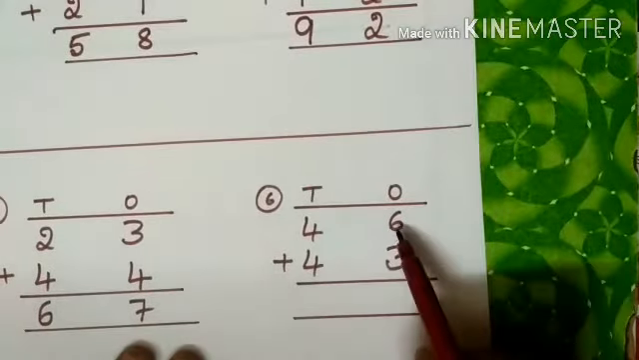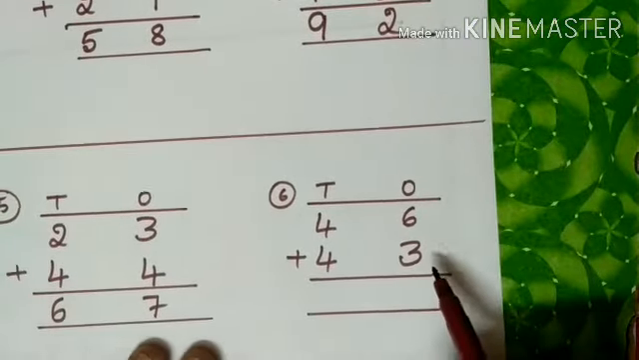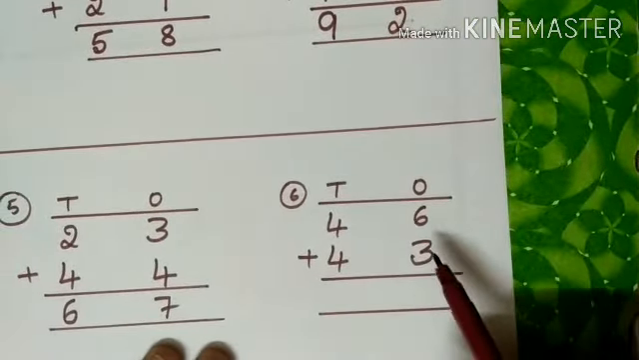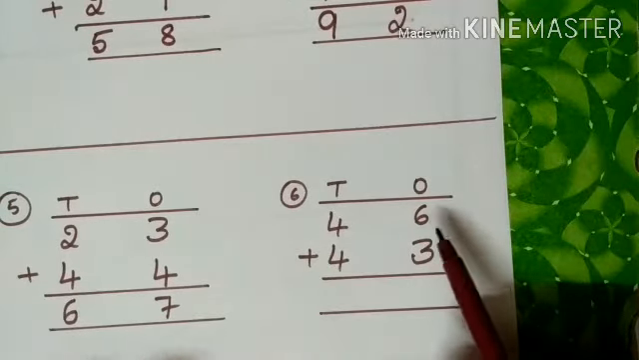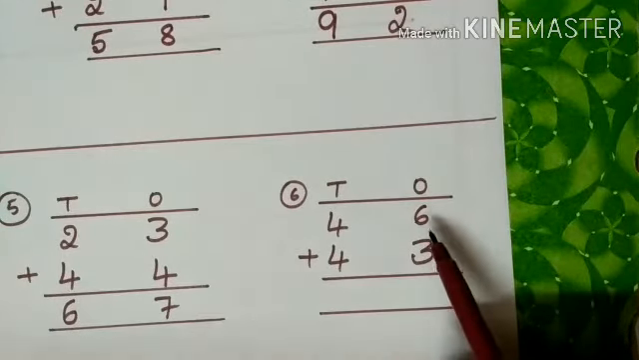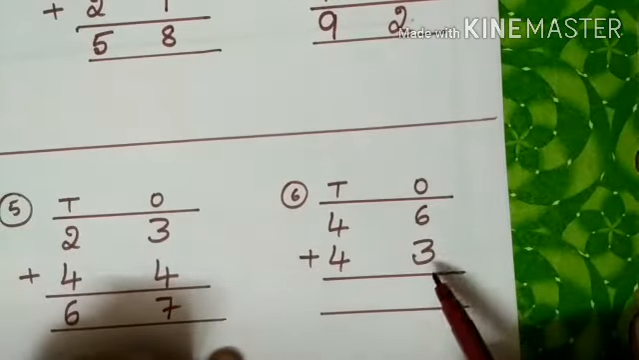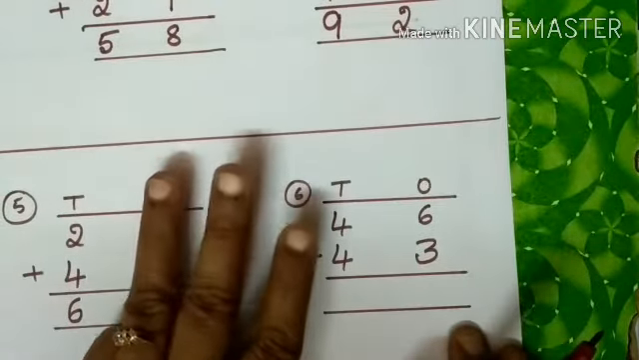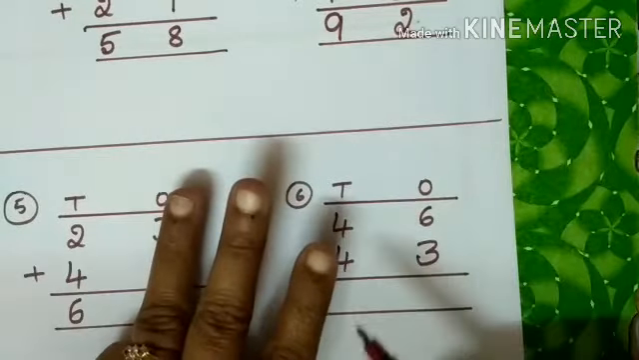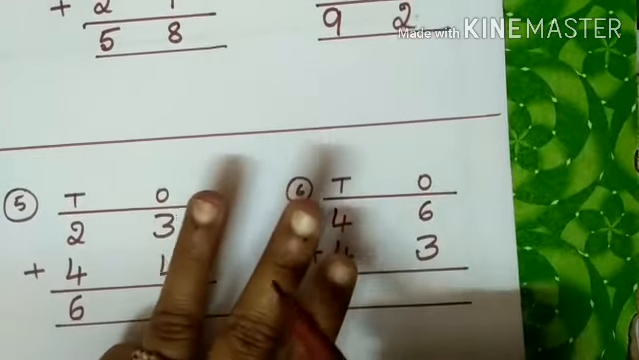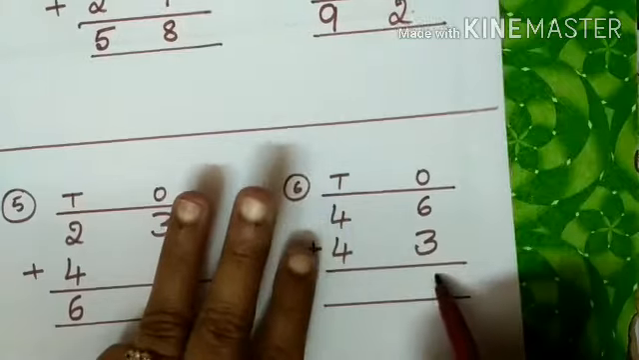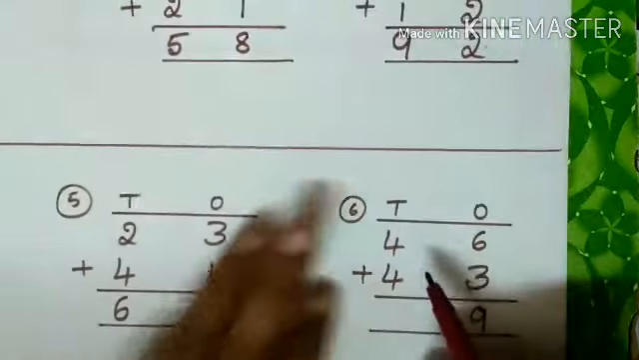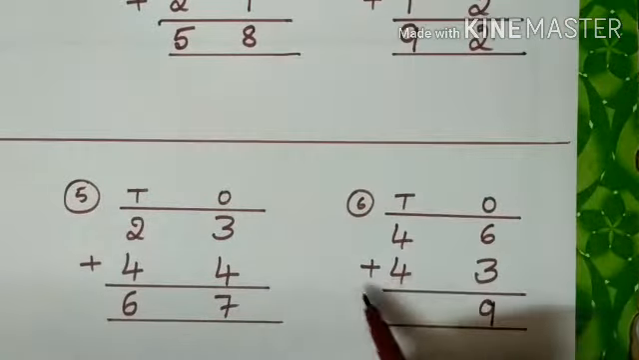Next 6 sum. 6 plus 3. What we should do, children, here? Which one is in your mind? 6 is in your mind. And 3 is in your fingers. Open your fingers. 6 after 7, 8, 9. Right here 9.